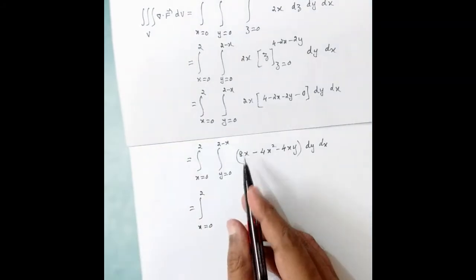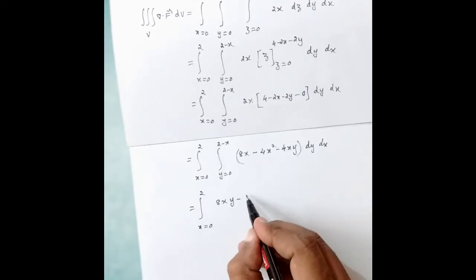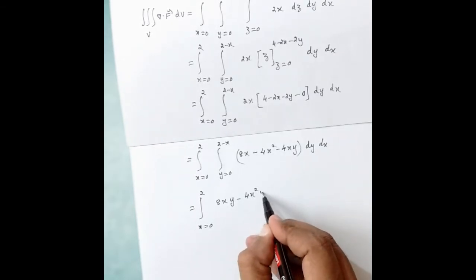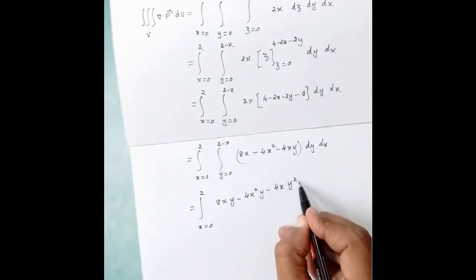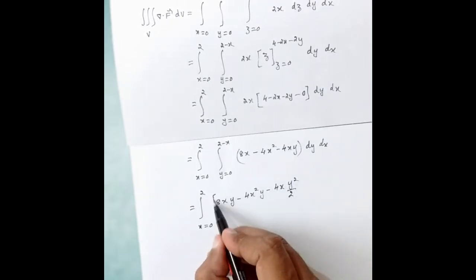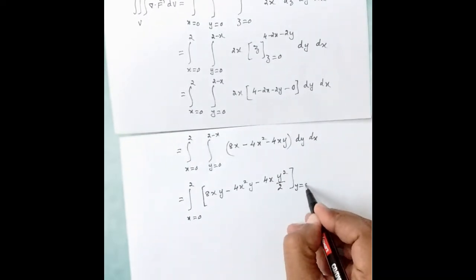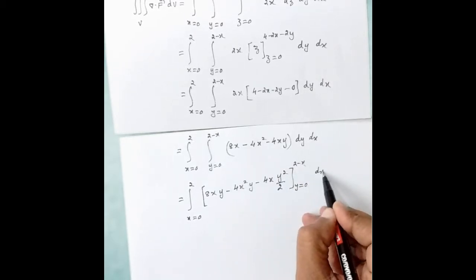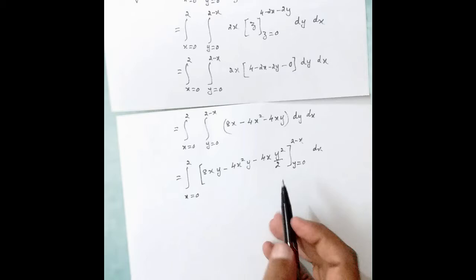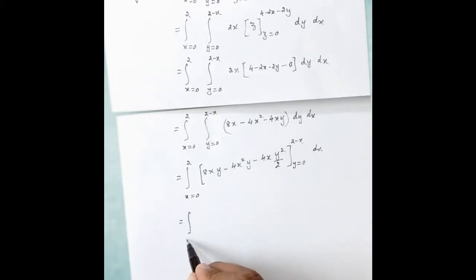You are integrating with respect to y over here. 8x integral of dy will be y, minus of 4x square integral of dy will be y, minus 4x integration of y will be y square by 2, and the limit values for y will be y is equals to 0 to 2 minus of x times of dx. So here let us apply the limits for y over here, which is integral of x is equals to 0 to 2.